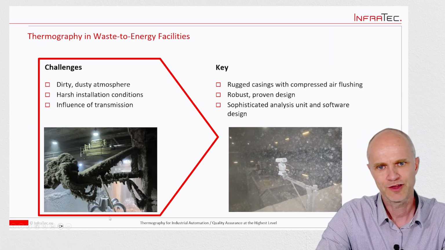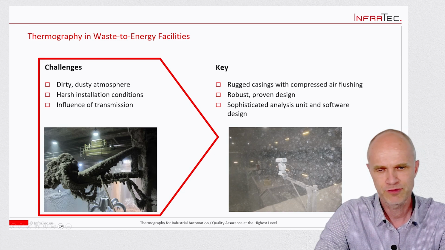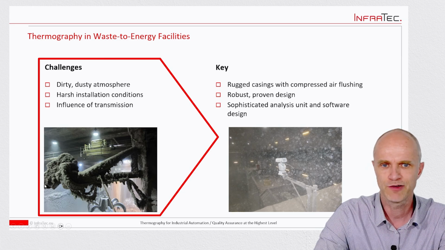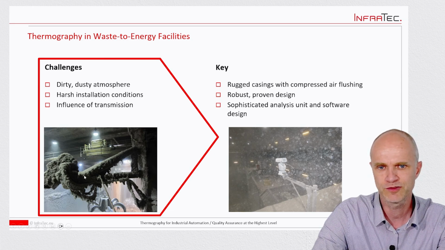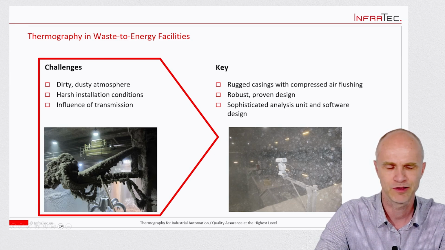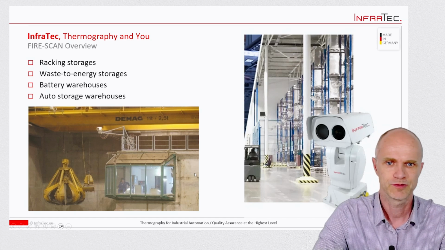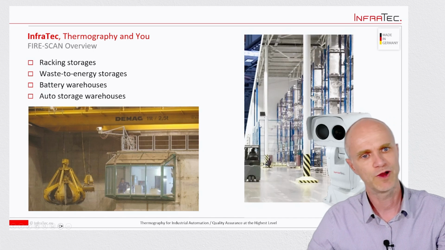You see, just as a sample on this picture, how dirty such environments are. There is a lot of dust covering the camera, which is behind here, but still the optics is free because of a special air flushing we are using, so that you do not have any maintenance to do on the system. The flushing of the lens is completely maintenance free, so that fire detection or hotspot detection is possible every time for this process.